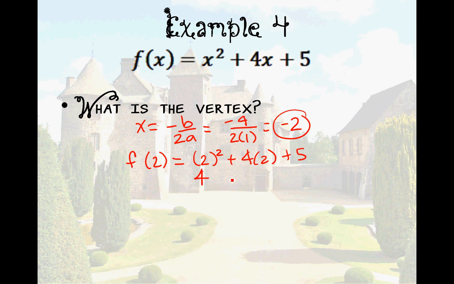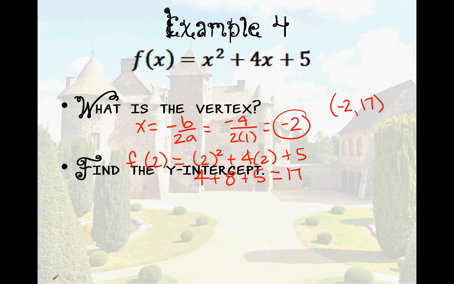So we get 4 plus 8 plus 5. 4 plus 8 is 12, plus 5 is 17. So our point is negative 2 comma 17. Okay, go ahead and pause that if you need to, because I'm going to erase it.